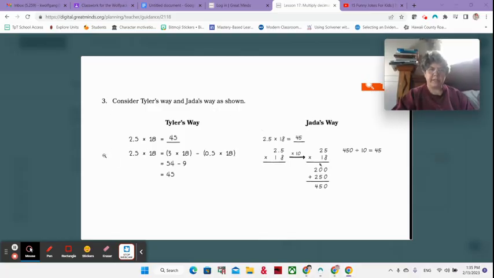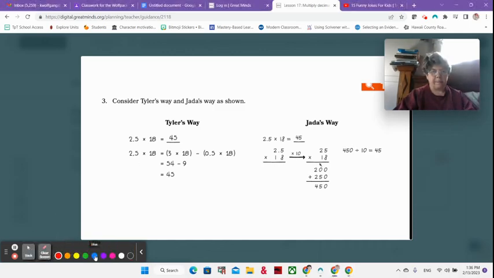So let's check out what Tyler did here. 2 and 5/10 times 18 equals 45. And this is the same question that Lisa and Scott had on the first page, but Tyler and Jada are doing it a little bit different. So let's see what they did here. 2 and 5/10 times 18, 3 times 18, and 5/10 times 18. So did Tyler make a mistake here? It's 2 and 5/10. Why did he break it apart to 3 and 5/10?